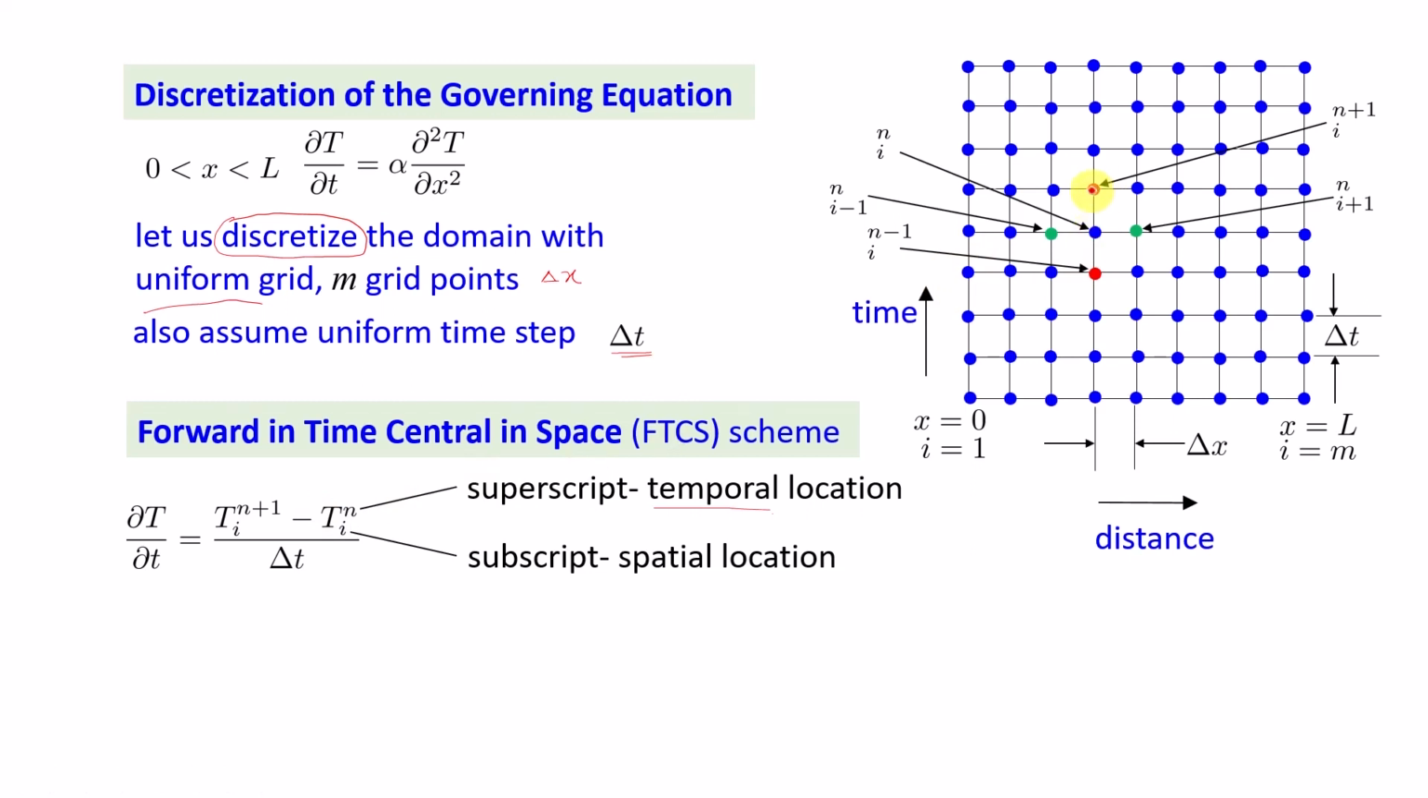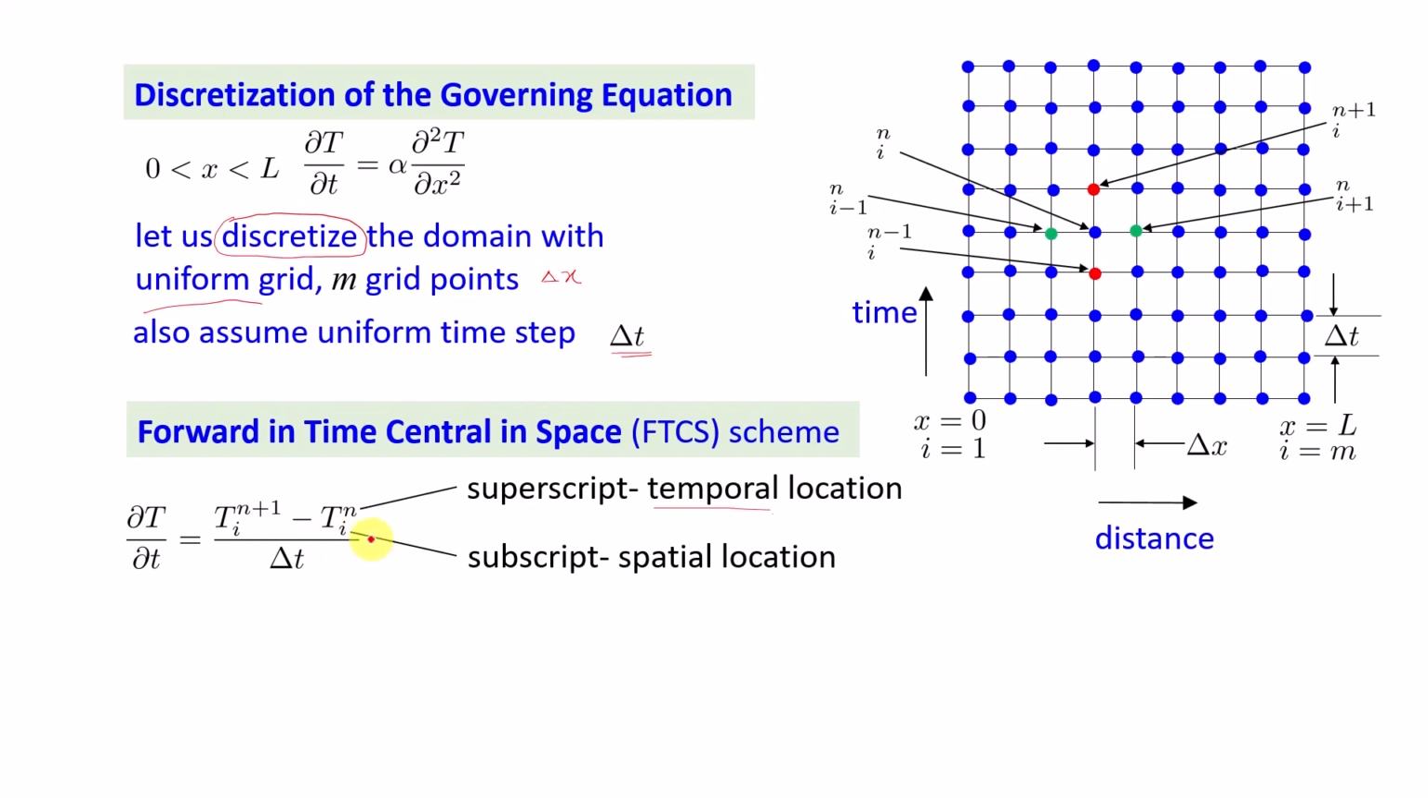That means this red point here at the top, that is my Ti^(n+1), and Ti^n is just below that, this blue point. So delta t is the time interval between these, which means this time derivative ∂T/∂t, we are representing it as (Ti^(n+1) minus Ti^n) divided by delta t.